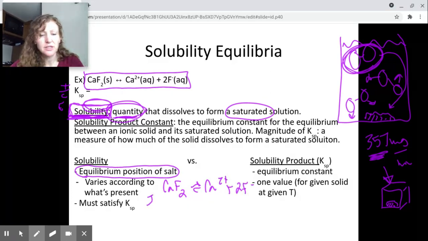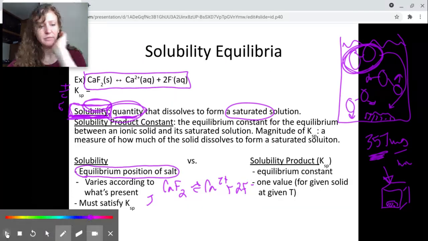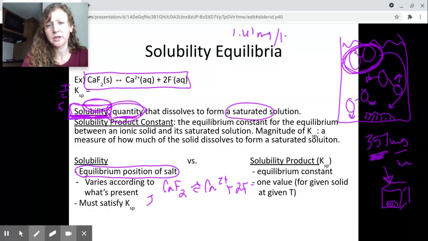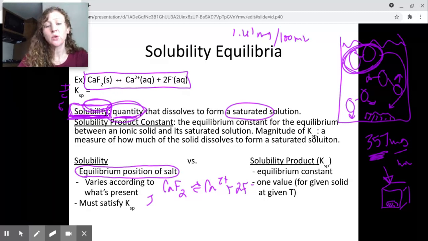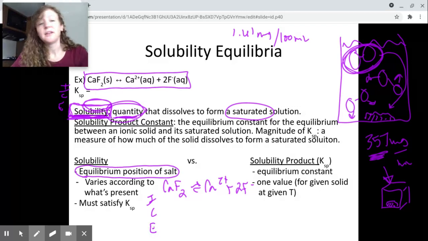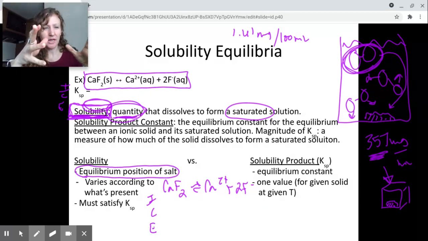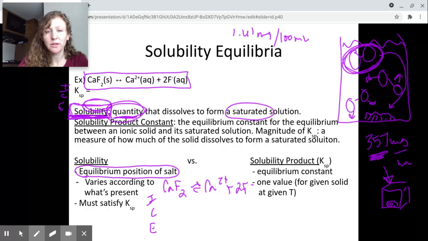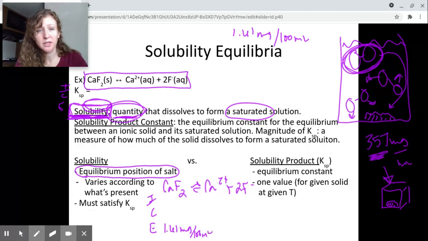Okay, let's look up the solubility of calcium fluoride. All right, and Google says it's 1.61 milligrams per 100 milliliters of water. Okay, so where would this go on our ICE chart? What that means is if we put solid calcium fluoride into water, it'll dissociate until it hits the dynamic equilibrium, right? At that dynamic equilibrium, we will have 1.61 milligrams per 100 milliliters of calcium fluoride.